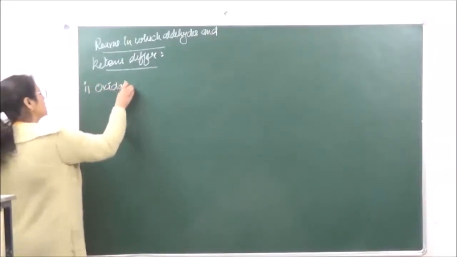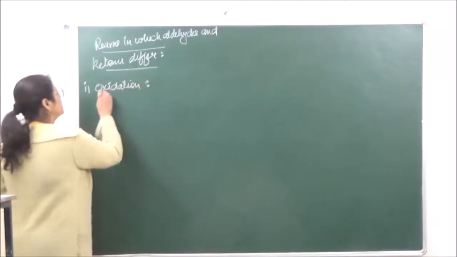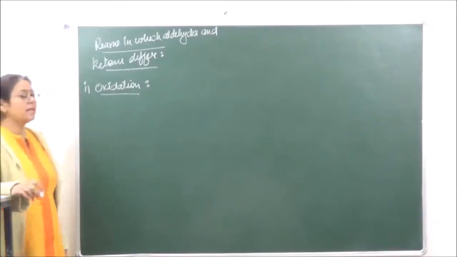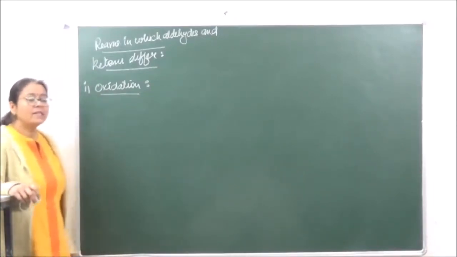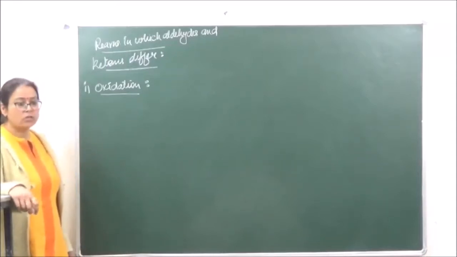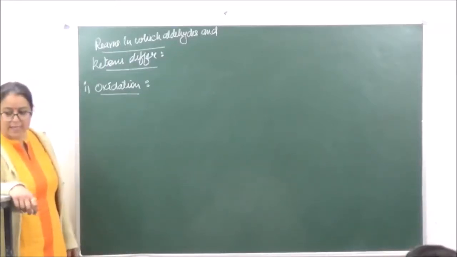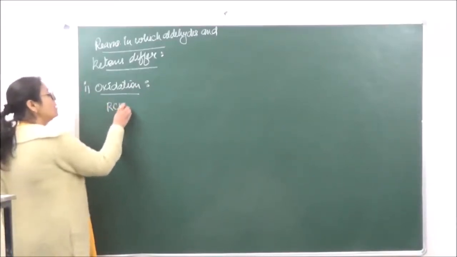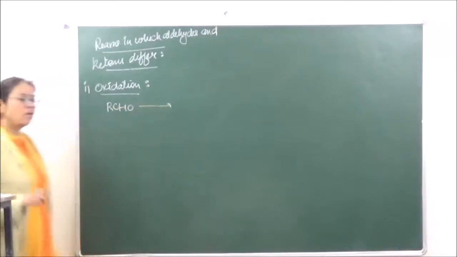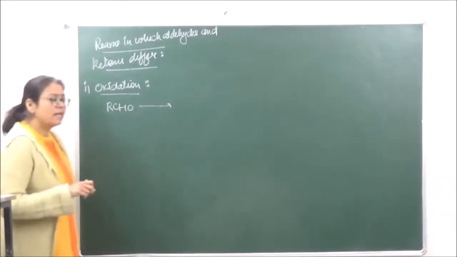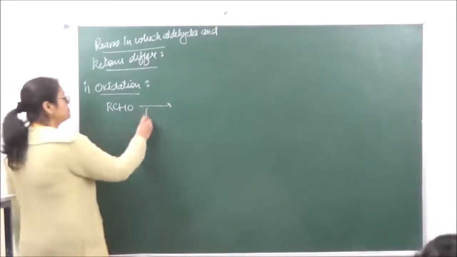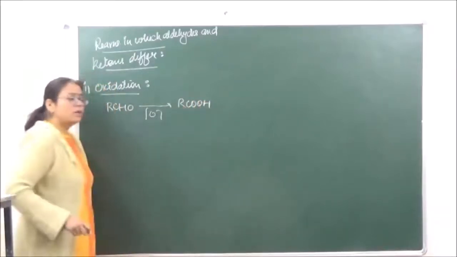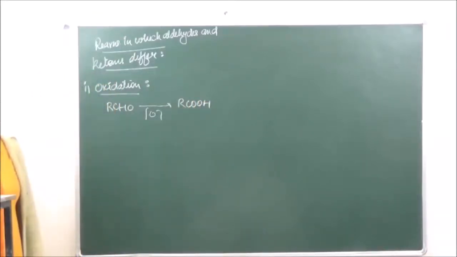Okay, so the first kind of reactions which we are going to do are the oxidation reactions. Now in oxidation reactions, it is seen that aldehydes behave as strong reducing agents, or in other words, they can easily get oxidized to acids. So the normal reaction for an aldehyde with any oxidizing agent is that it gets converted into the respective carboxylic acid, right?